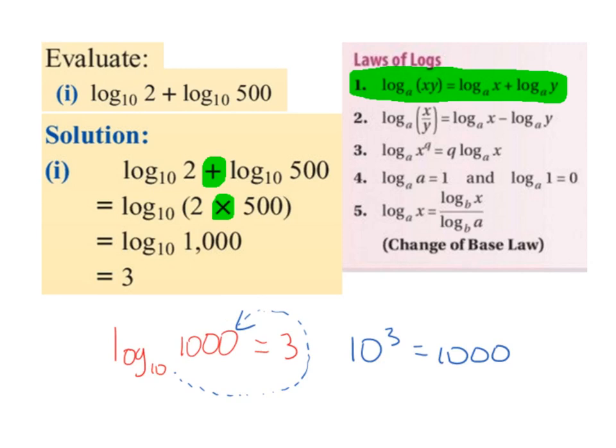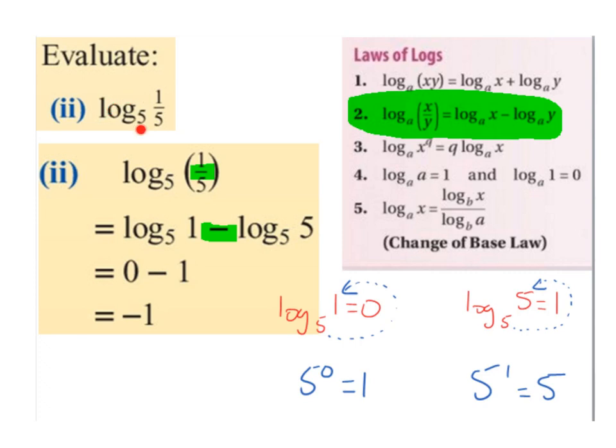So if we had log base 10 of 1,000 equals x, we would say 10 to the power of what equals 1,000? Well, it would be 10 to the power of 3 equals 1,000. So the answer is 3. Of course, you can just put this into the calculator and straight away get 3. So 10 to the power of 3 equals 1,000.